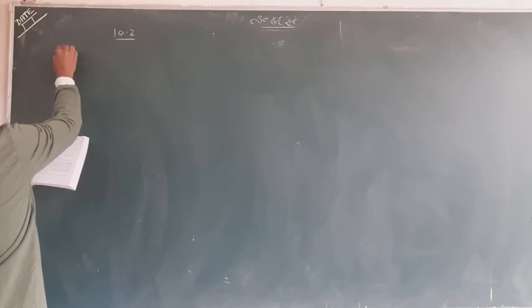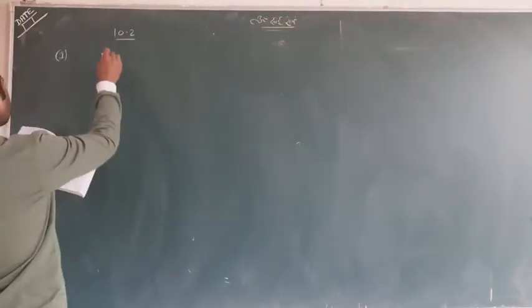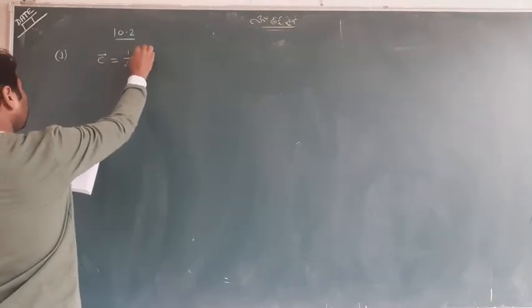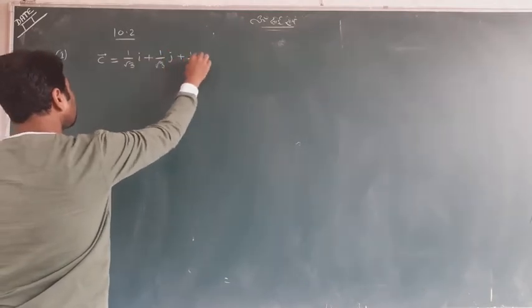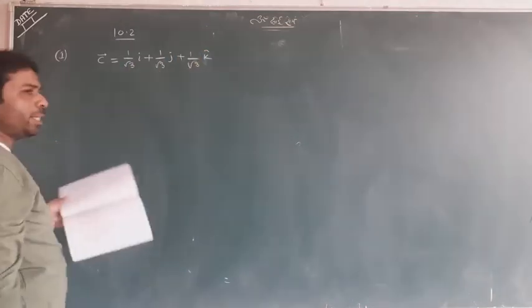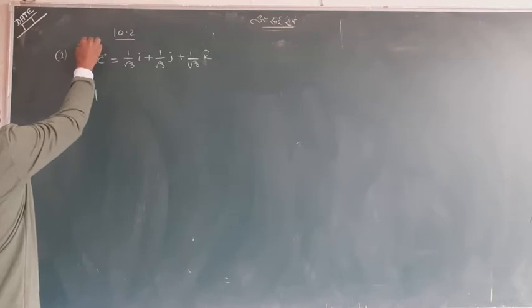The question says compute the magnitude of the following vector. I am taking the C question, the third one. So vector C is given like that. You are told to find the magnitude. The meaning of magnitude is you need to find the mod C. Solution, I am starting right from here.